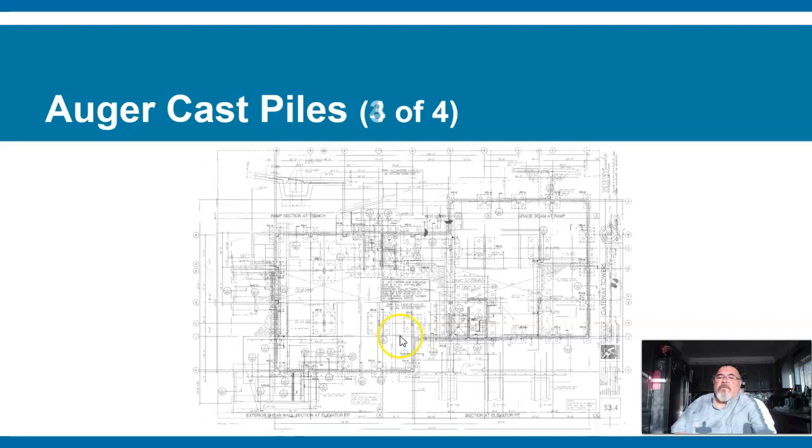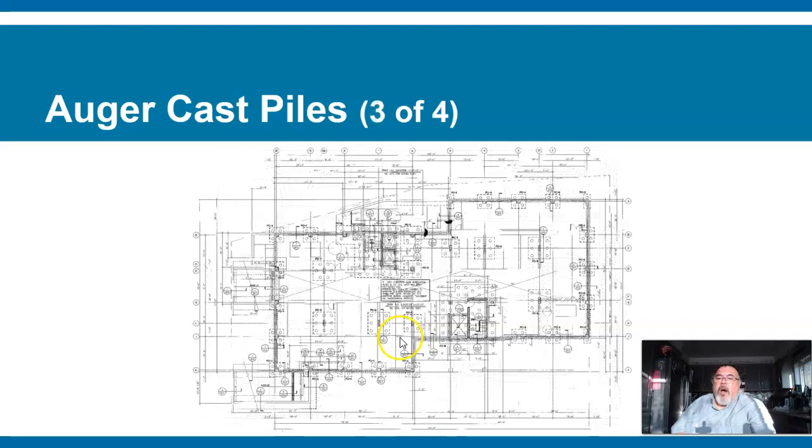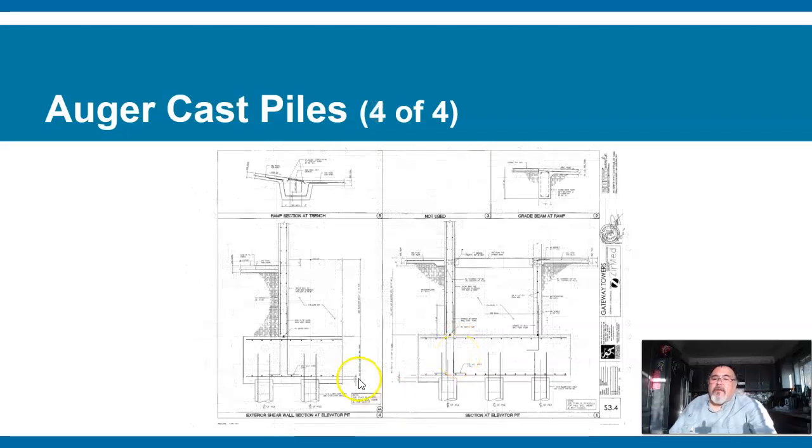So this is a plan that has a lot of auger cast piles. You can see here with these squares with circles around them all over here. Squares with circles around them all throughout the foundation here. So there's a foundation that's poured on top of these holes that are drilled into the ground all the way around the house. And then it shows an illustration of it.